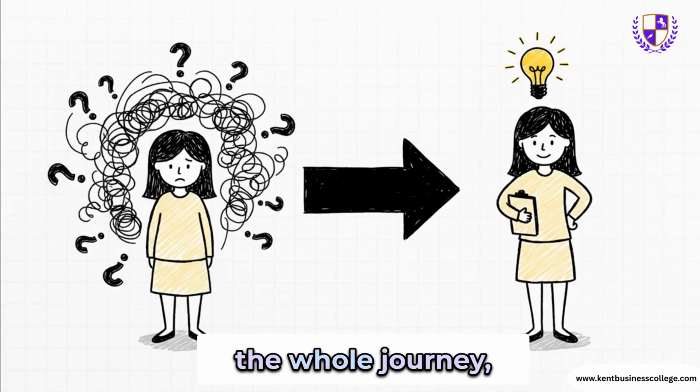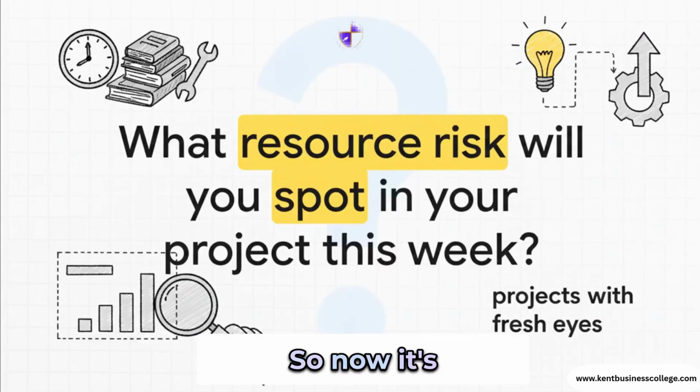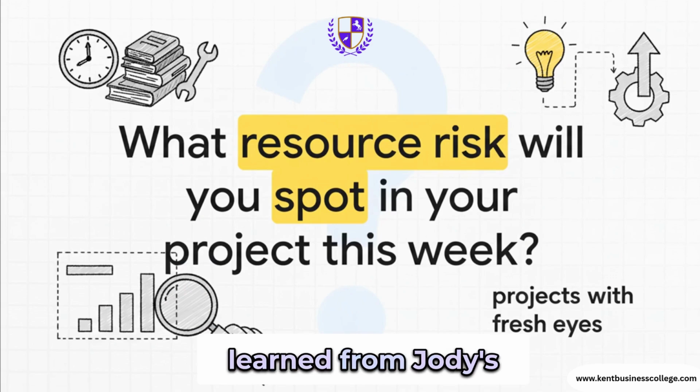And that's really the whole journey, isn't it? She used a simple analogy to finally get the concept, she applied it to a real-world problem, and then she learned how to talk about that experience in a powerful way. She went from being a confused apprentice to a super confident, valuable member of the team. So now it's over to you. Take what you've learned from Jody's story and look at your own projects with a fresh pair of eyes. What's the resource risk that you're going to be the one to spot this week?